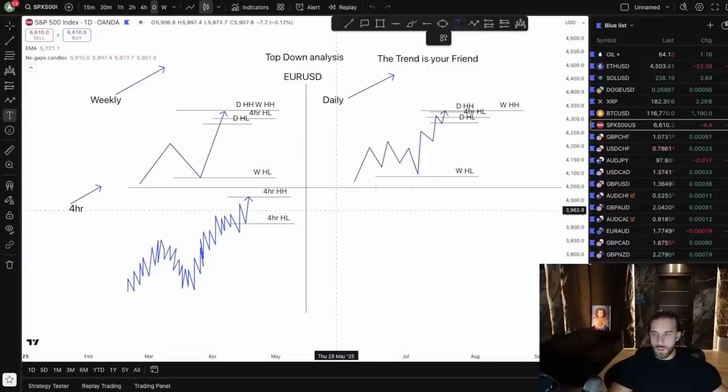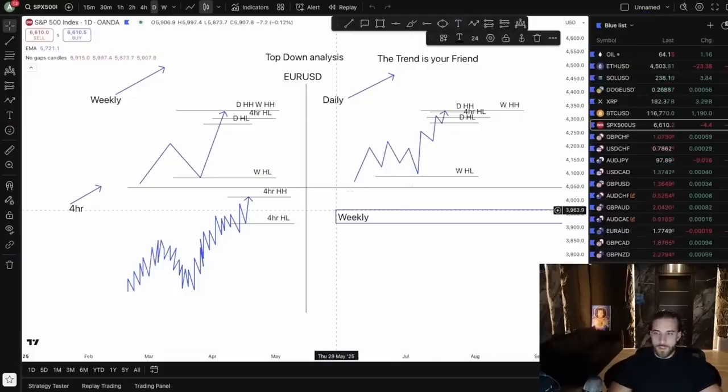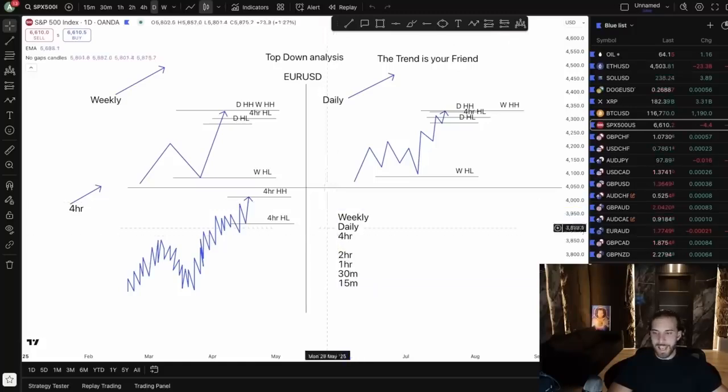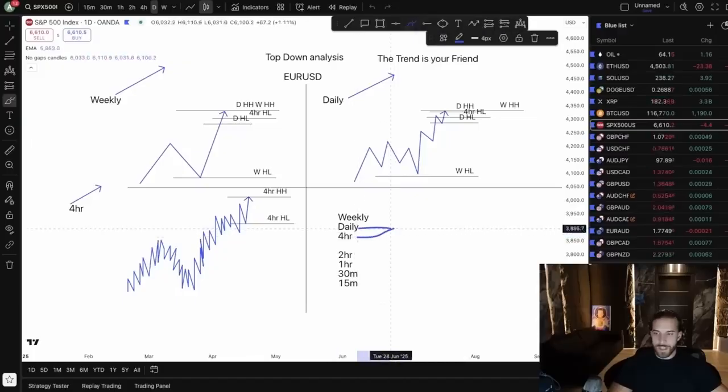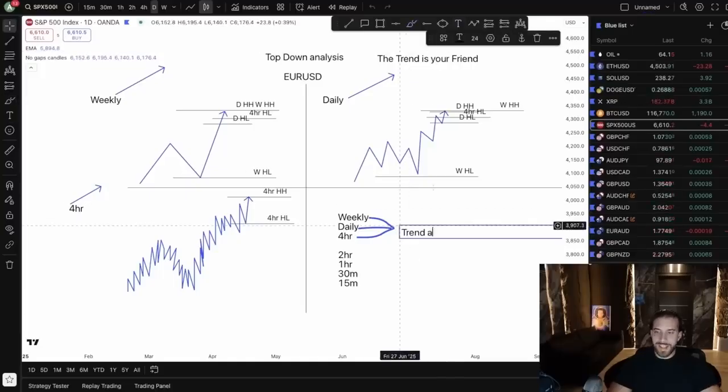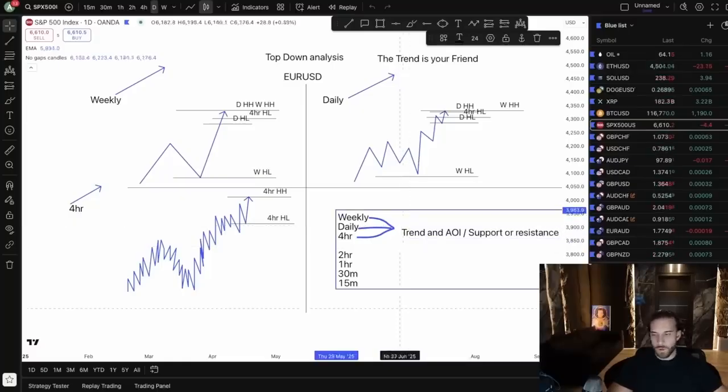So all of the time frames that we will be using are going to be these. So we have the weekly, daily, 4-hour, 2-hour, 1 hour, 30 minutes, and 15 minutes. Now, we will be using the weekly, the daily, and the 4-hour. All of these 3 time frames, these are going to be used to identify the trend. So these are used to identify trend and area of interest, support or resistance. And we'll get into that in just a second. Don't worry, one thing at a time.